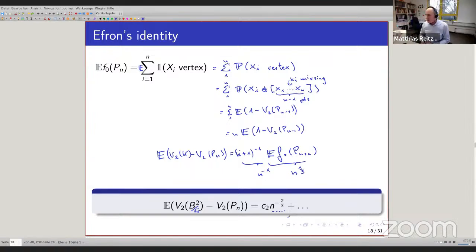Yeah. So the simplicity here comes from the fact that in the planar case, the number of edges and vertices are the same. In higher dimensions, it's more difficult. In higher dimensions, you have to compute the expected number of vertices separately, and after that, you can use Efron's identity. Any other questions?